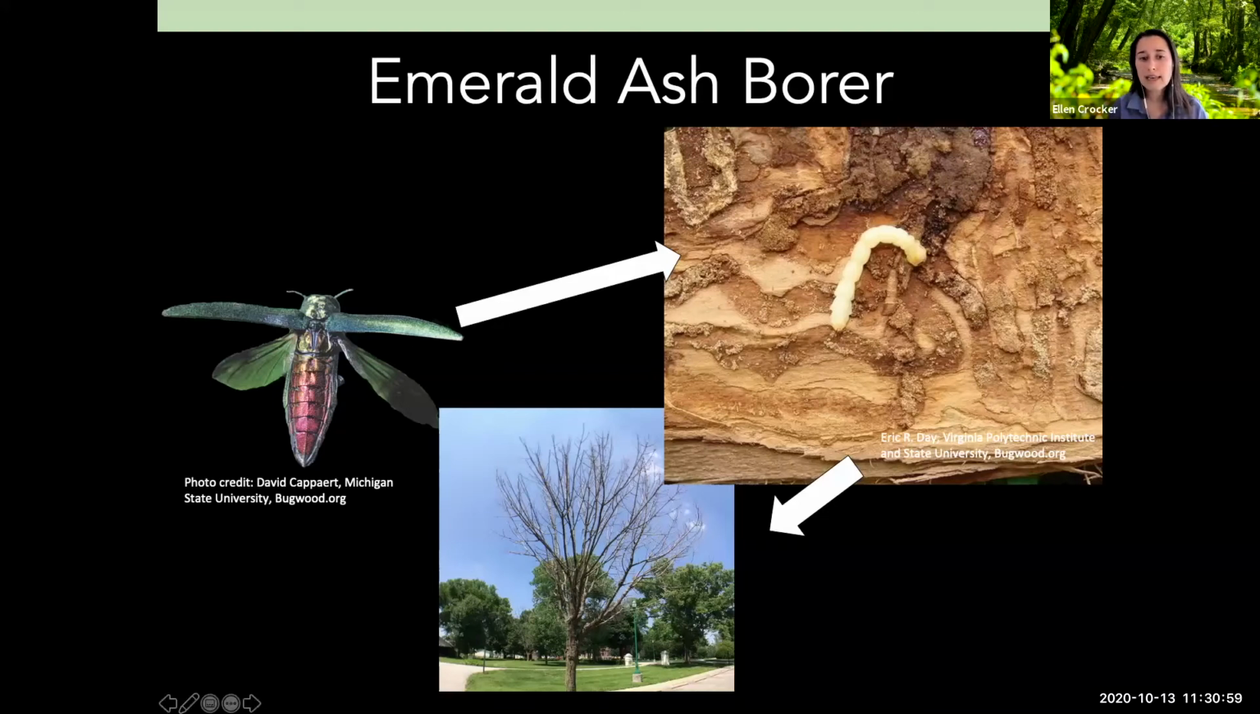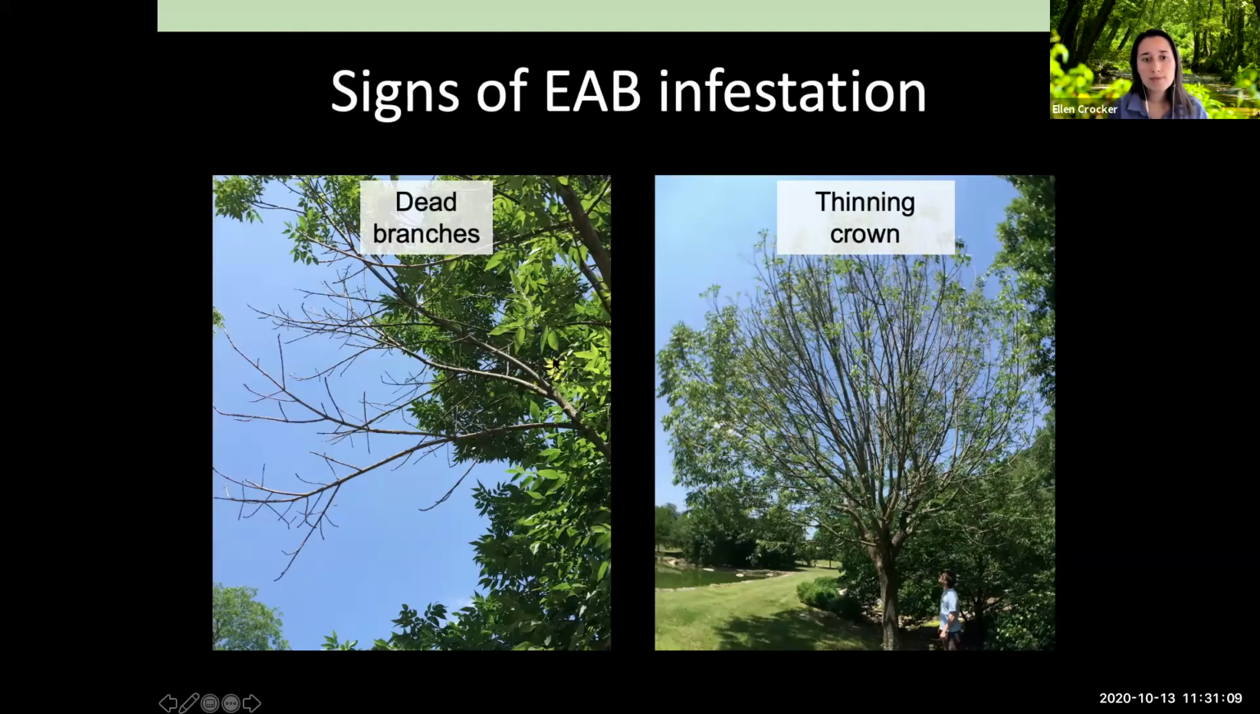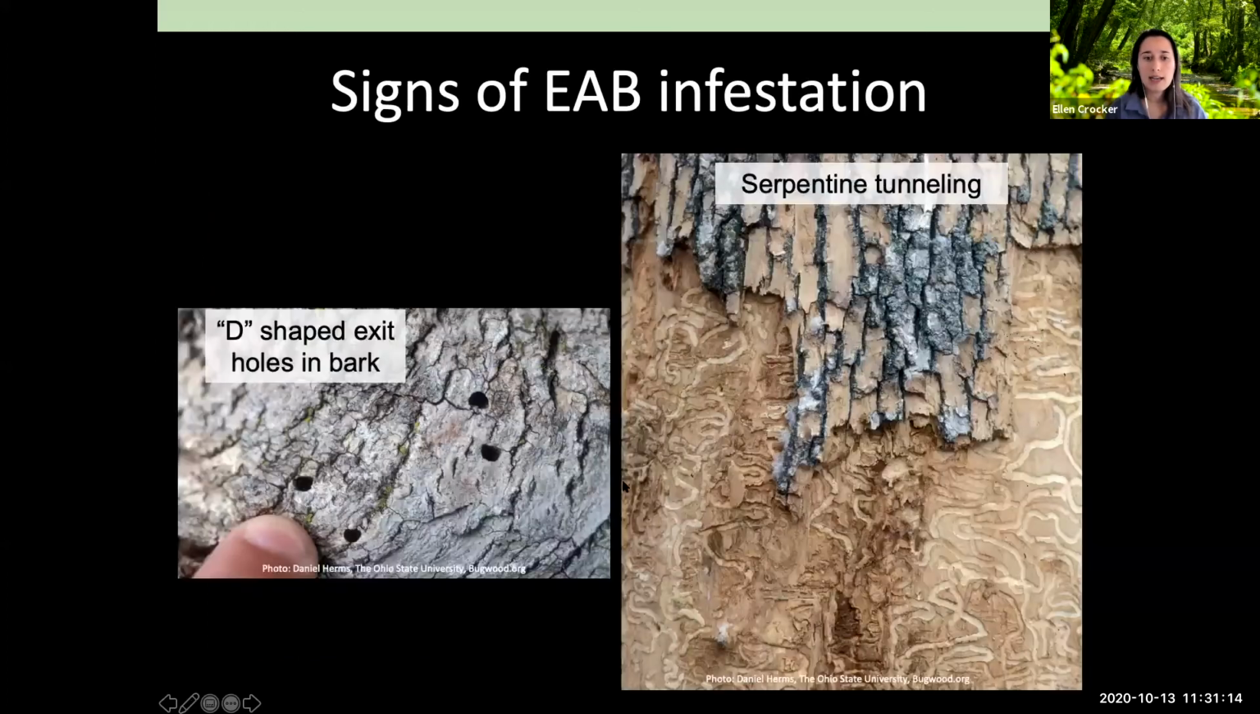So you might never see the adult. You might never see these larvae because they're underneath the bark. But what you will see are dead ash trees. So signs of the emerald ash borer infestation being the dead branches, thinning crown, D-shaped exit holes, and the serpentine tunneling. Now, these are things that are made by the insect. The D-shaped exit holes, when the larvae pupate and become adults, they chew their way out of the tree in that D shape. So you'll see those as the adults emerge.